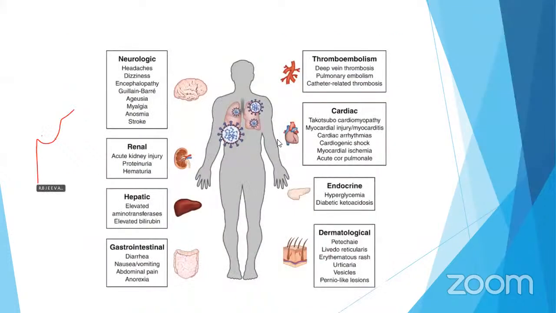Along with the other organs, the vascular system is also affected, leading to development of thrombosis and pulmonary embolism also. In the heart there is takotsubo cardiomyopathy, that is stress induced cardiomyopathy also. Okay, another is myocardial injury and myocarditis; cardiac arrhythmia can occur, cardiogenic shock, myocardial ischemia, and acute cardiomyopathy also can develop. Okay, the takotsubo cardiomyopathy, myocarditis, and acute cardiomyopathy occur because of the respiratory failure and are stress induced also.